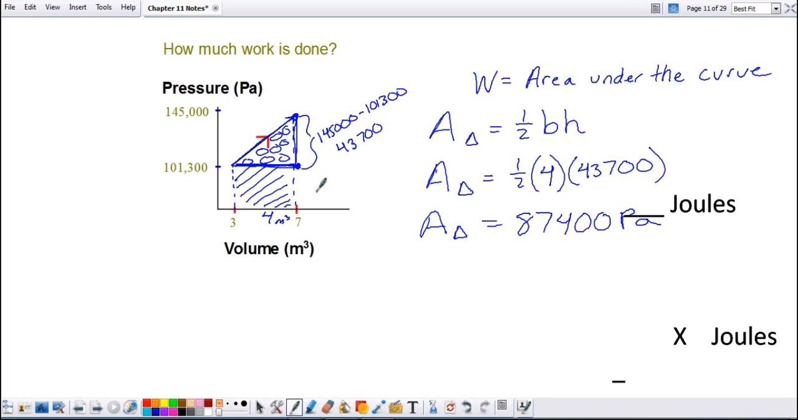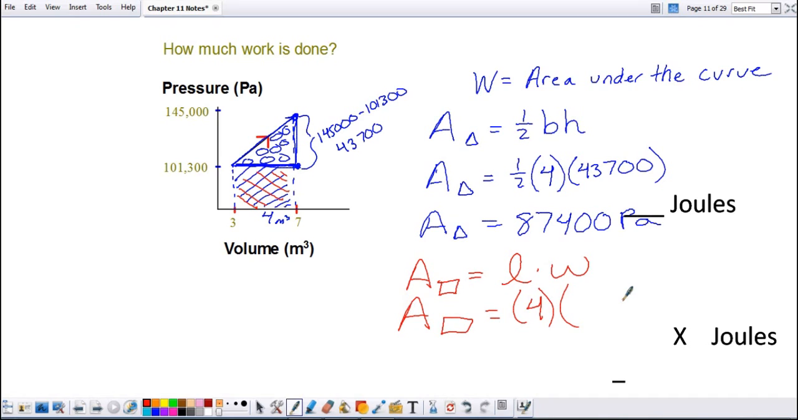We also need to find the area of the rectangular portion. Well, the area of a rectangle is the length times the width. So in this case, the length is 4 cubic meters, and the width starts at 0, goes to 101,300, so 101,300. So the area of the rectangular part is going to be equal to 405,200.